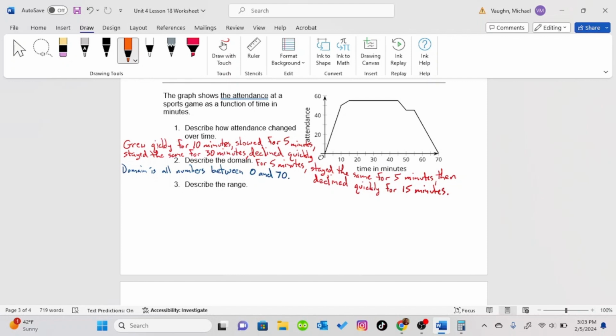Number 3, describe the range. The range represents all the possible outputs or y values. So in this example, the range is all numbers between 0 and looks to be about 55.